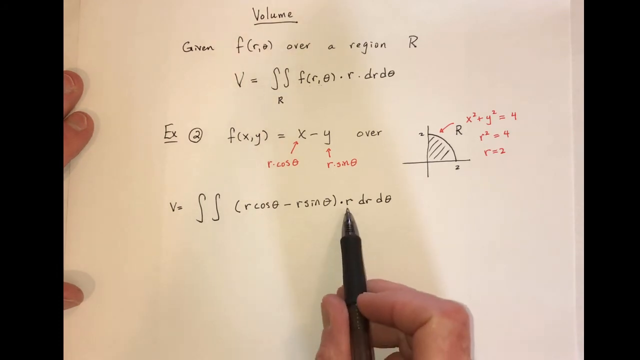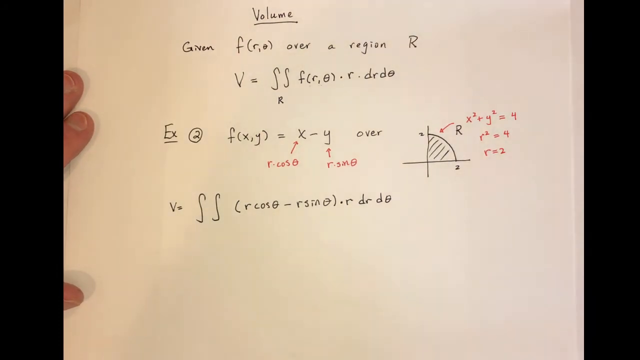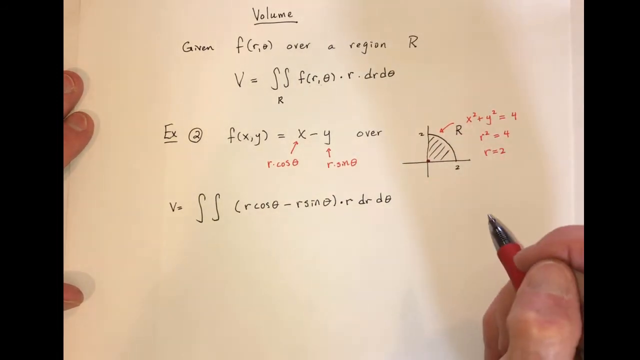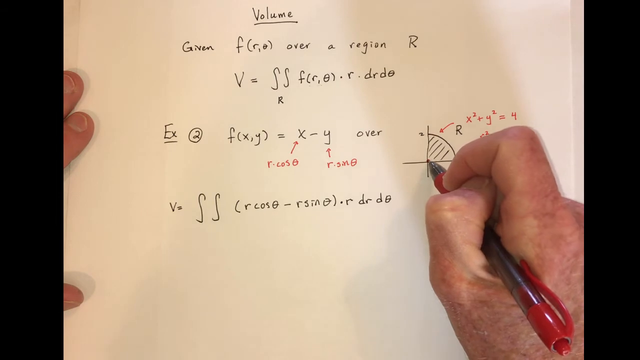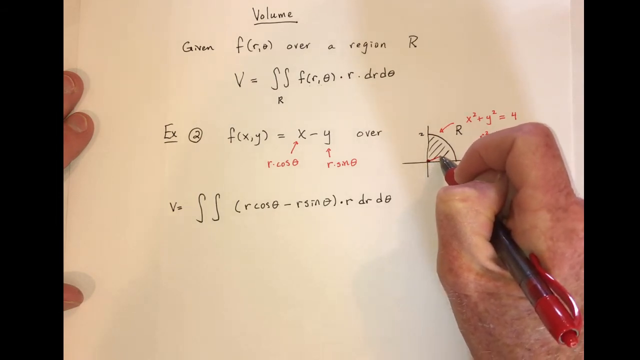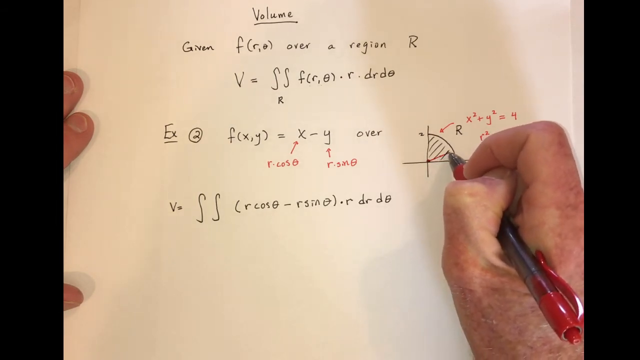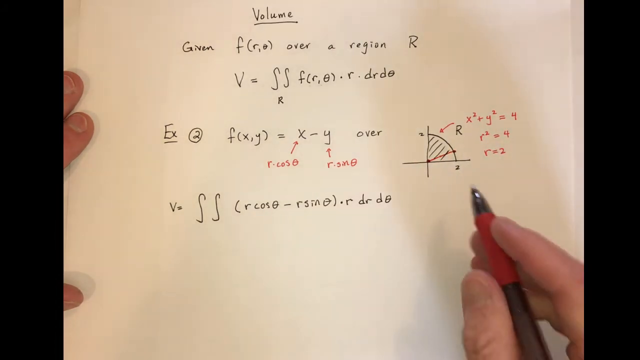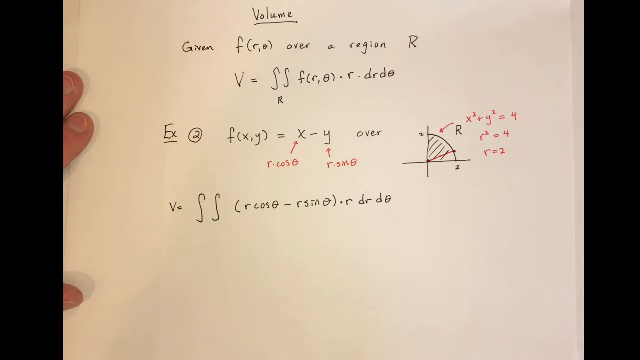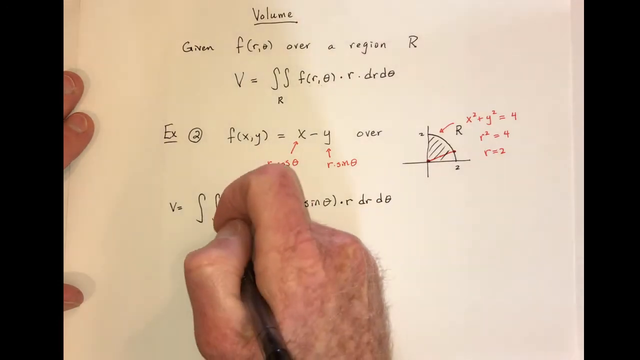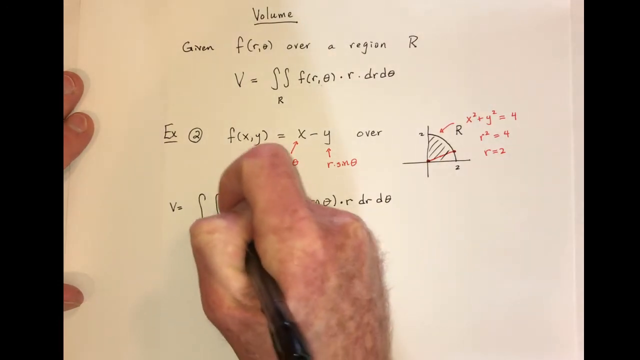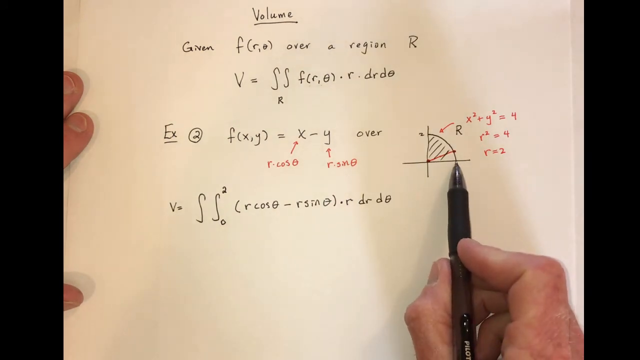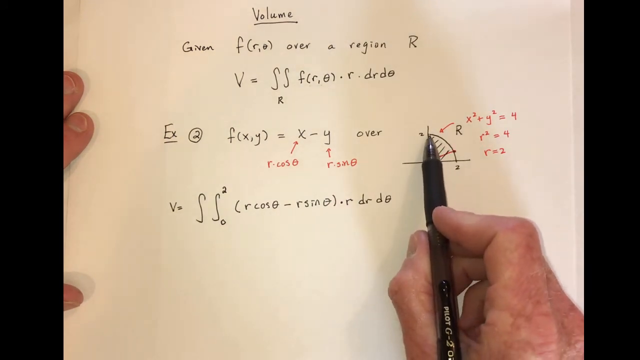And then what are the limits for r? So r at the very smallest would be 0 at the origin. And then r would go out here, and then the very biggest it gets is when it reaches right there. And then that's going to be when r equals 2. So the limits for r are going to be 0 to 2. And then this angle would be 0, and this angle would be pi over 2.